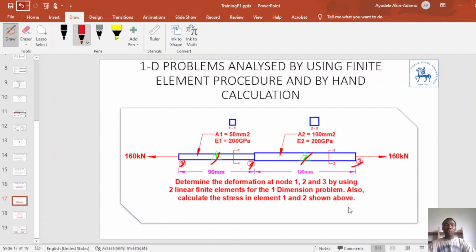To solve this problem using the finite element procedure, as I briefly explained in my previous video, we need to impose boundary condition on the problem. As the problem is right now, we cannot use a finite element procedure to solve the problem because the problem does not have a boundary condition. So I'll move to the next slide.